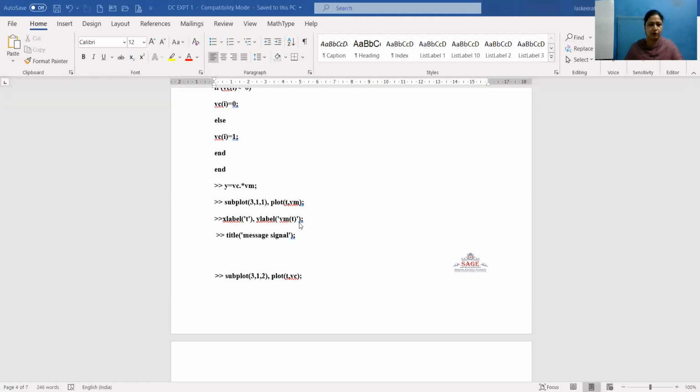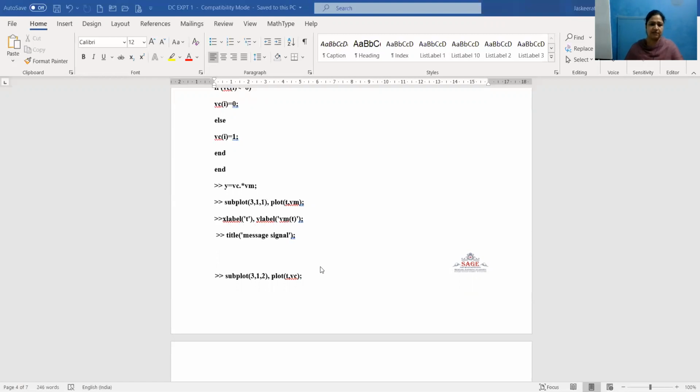Now we will plot all three signals, which are the message signal, carrier signal, and the natural sample signal. For drawing all these three waveforms, I'll use the command subplot(3,1,1). That means the figure window is divided into 3 rows and 1 column, and the first figure is located in the first position. The plot command is plot(t, Vm), so the message signal will be plotted. For labeling the waveform, I will use xlabel and ylabel commands, xlabel t and ylabel Vm(t), and to make it more expressive, I will use the title message signal.